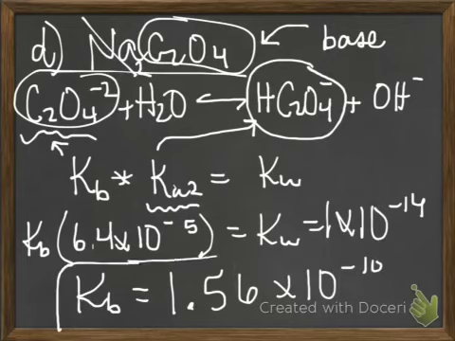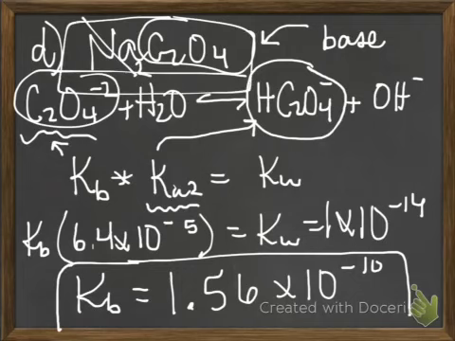So this is showing us how what looks like a neutral salt, sodium oxalate, actually can act like an acid or a base. The ion that came from a weak acid or base can affect your pH. So that is the end of this problem. Good job.